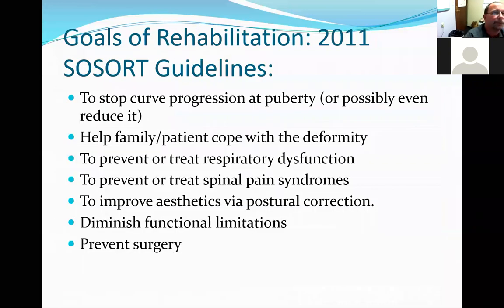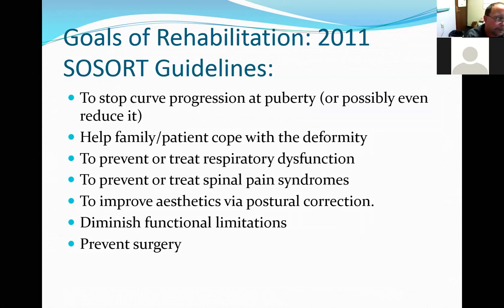So the goals of rehabilitation from 2011 and the SORT guidelines are to obviously stop the curve from progressing, to stop curve progression at puberty, possibly even reduce it, help family and patients cope with the deformity, to prevent or treat respiratory dysfunctions, to prevent or treat spinal pain syndromes, and to improve aesthetics via postural correction.